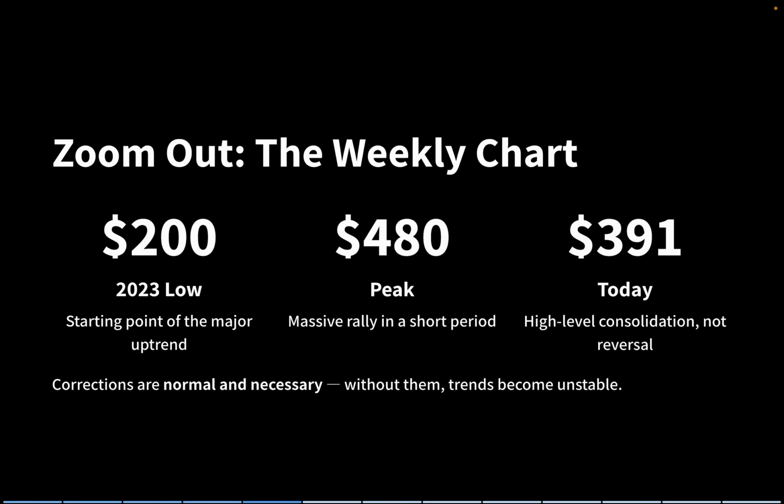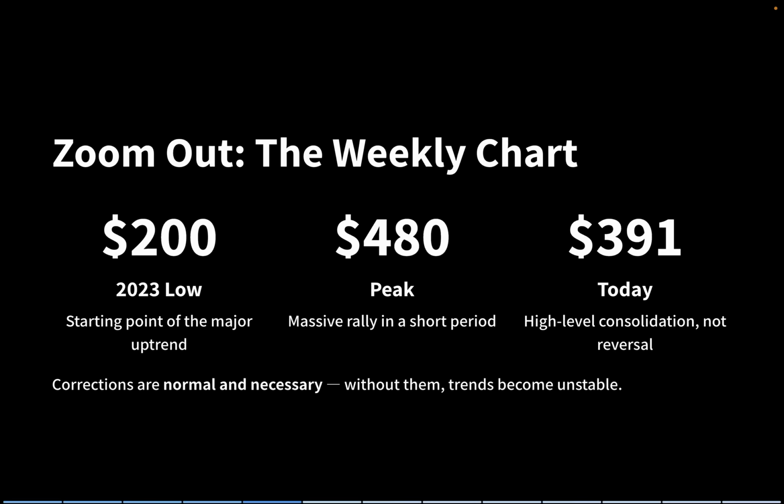Now let's zoom out and look at the weekly chart, because context matters a lot. Since 2023, Tesla has been in a very powerful long-term uptrend. The stock climbed from roughly the $200 range all the way up to around $480. That's a huge move in a relatively short period of time. And when markets move like that, corrections are completely normal. In fact, they are necessary. Without corrections, trends often become unstable.